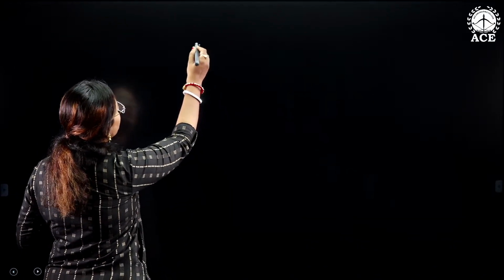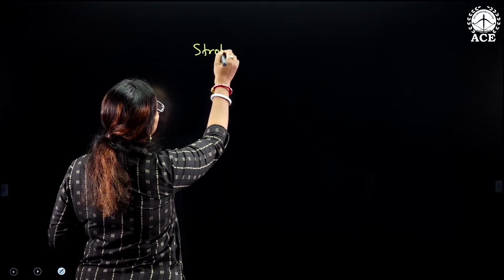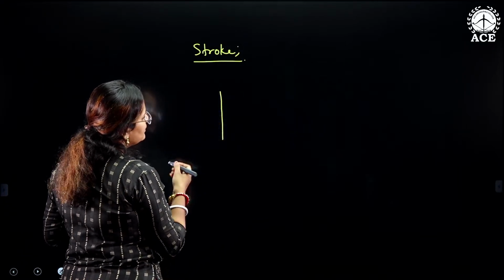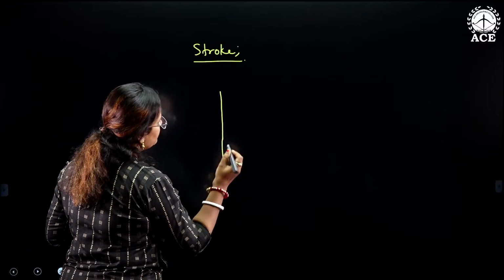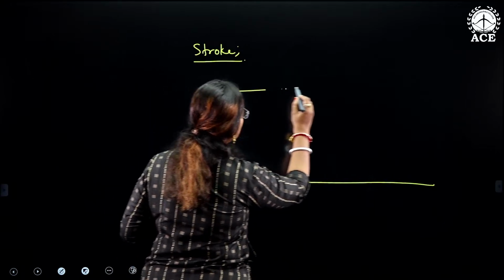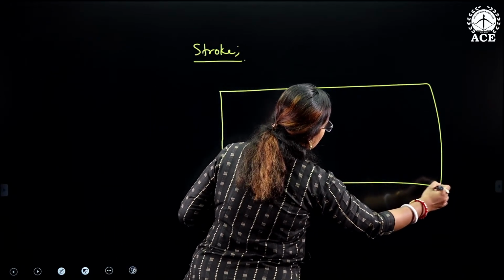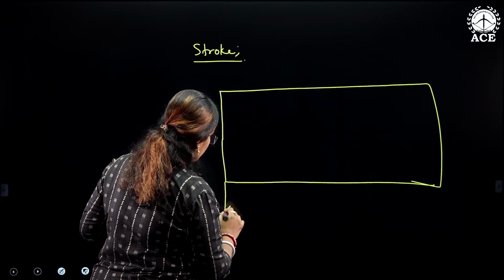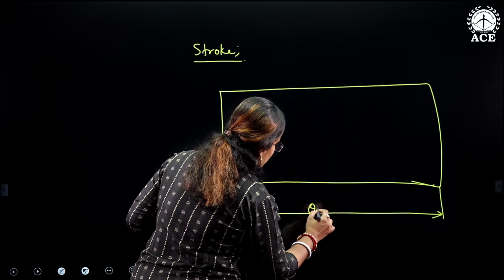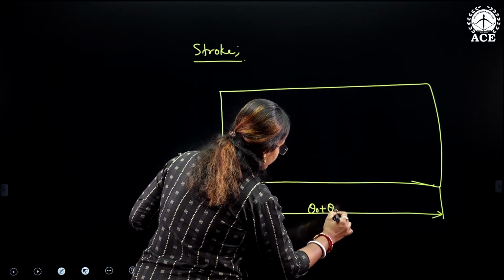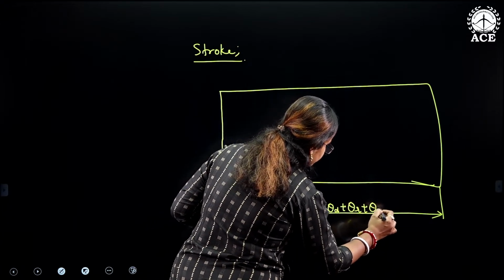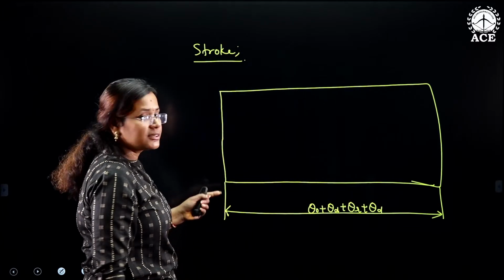So I told you that there will be stroke. So stroke will be given. With stroke you draw the length, and let us say draw a little big so that it is visible properly, and the length is going to be the summation of theta naught plus theta D plus theta R plus theta D. Okay, that is the length.